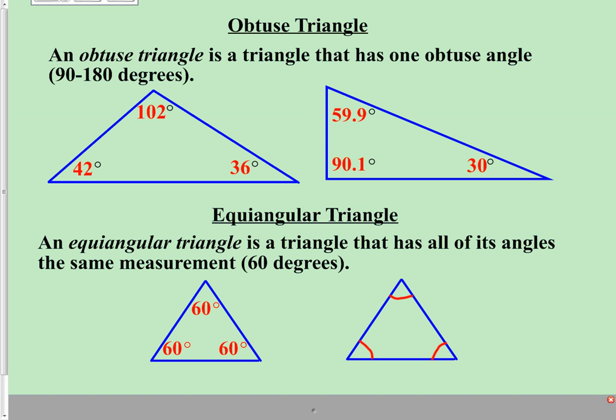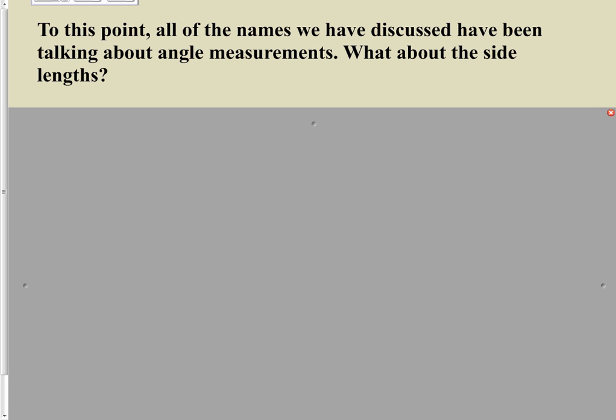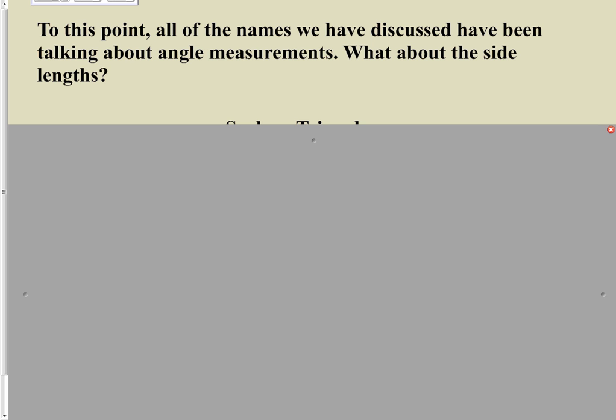All right, so enough of talking about the angle measurements in a triangle. To this point, all of the names that we have discussed have been about angle measurements, but we also have categorical names that go along with the side lengths of our triangles, and you're probably familiar with most of these as well.